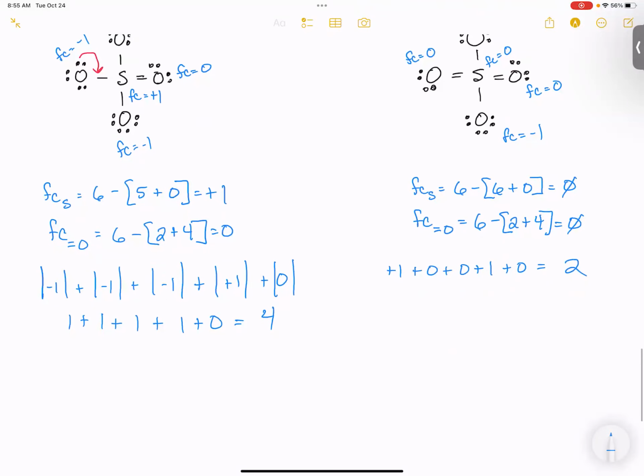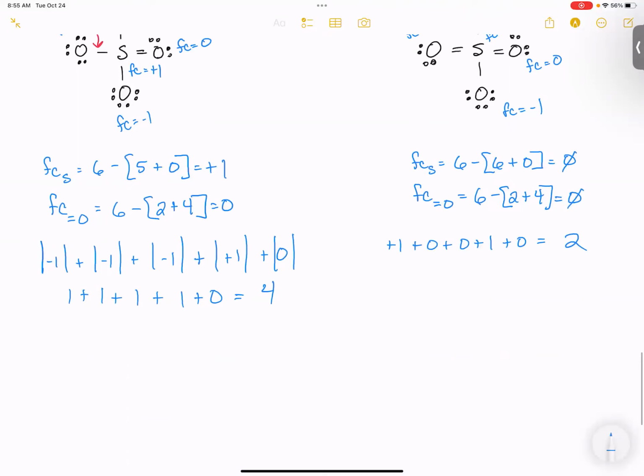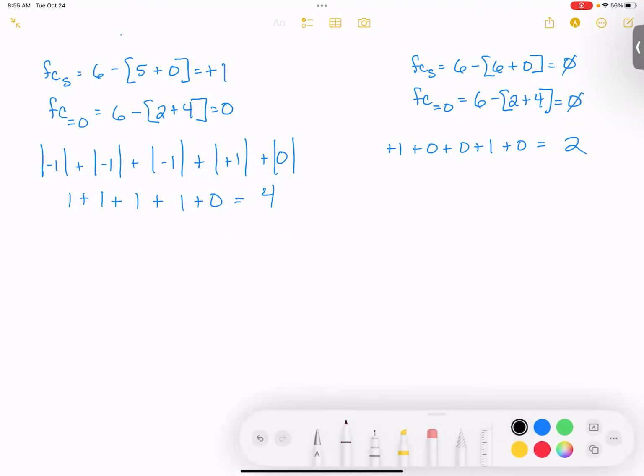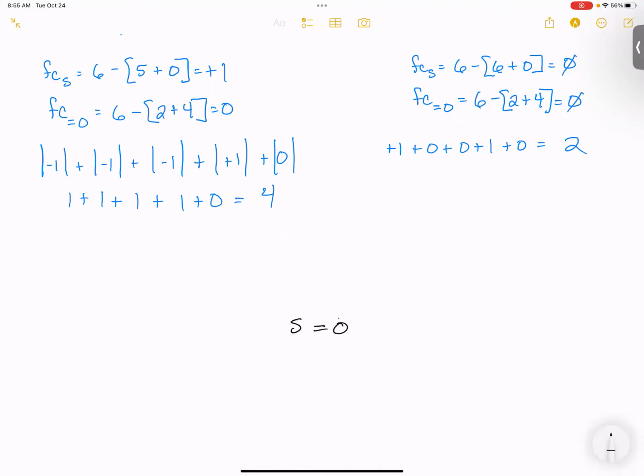Now, before I go further, I want you to tell me why I would not make this structure for my sulfate ion. Why is this structure not valid? Why do I not go one step further? But why?